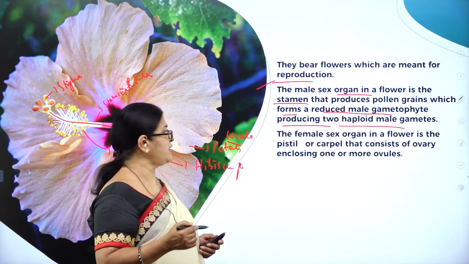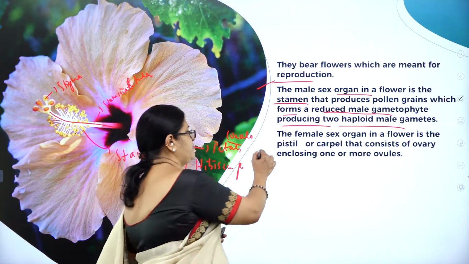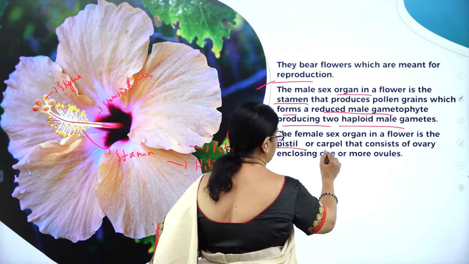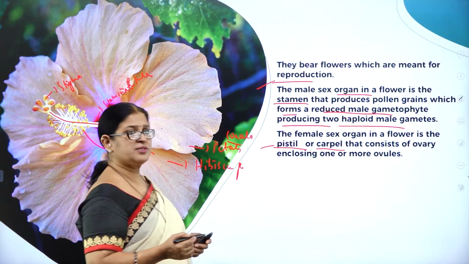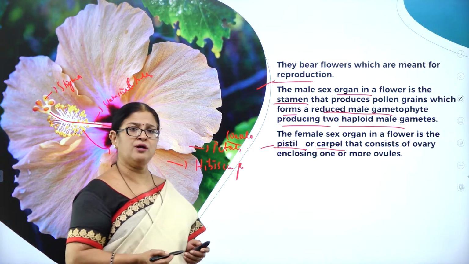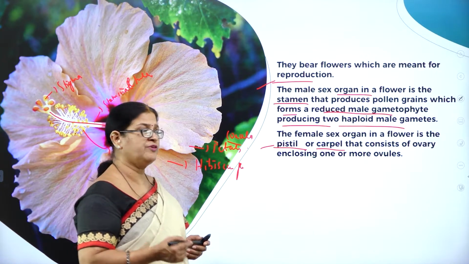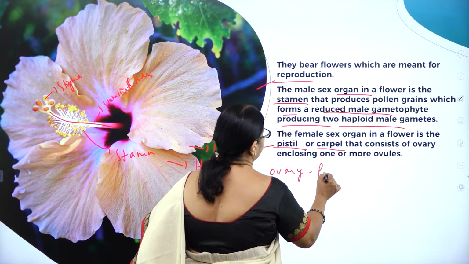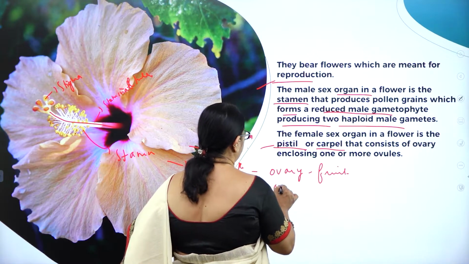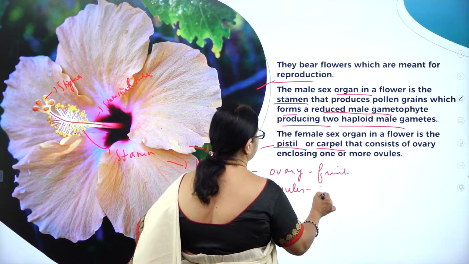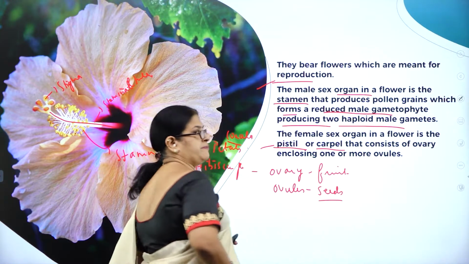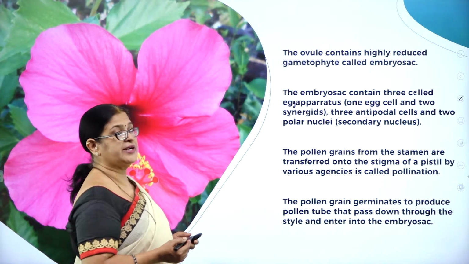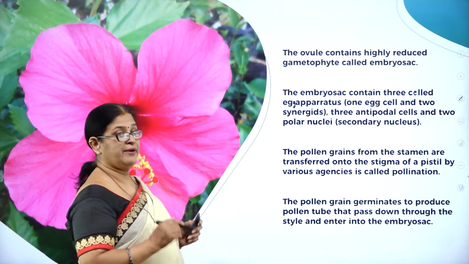Then the female sex organ in a flower is what? It's the pistil, and the unit of the pistil or gynoecium is called a carpel. That consists of an ovary enclosing one or more ovules. Here the ovary will become the fruit, and the ovules will become the seeds. Right? Now, the ovule contains what? A highly reduced gametophyte called the embryo sac.